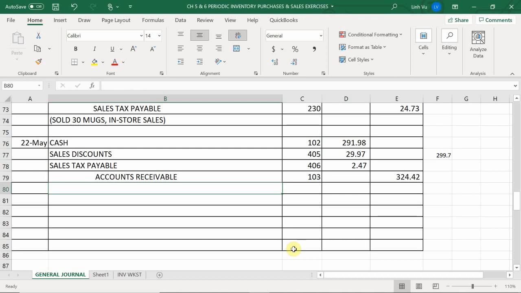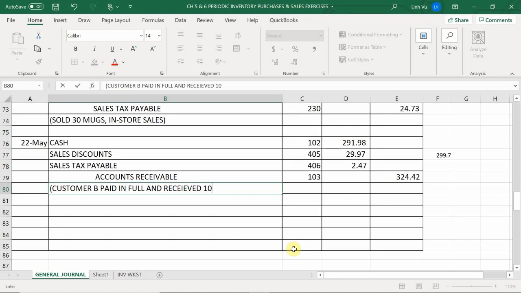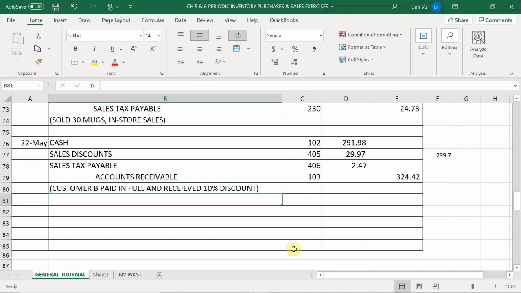Okay? So in this case, we should be receiving money for the amount that he owed us, which was $324.42, less the discount and the return on tax. Therefore, we should get a grand total of $291.98, right? And right here, customer B paid in full and received a 10% discount. All right, excellent.